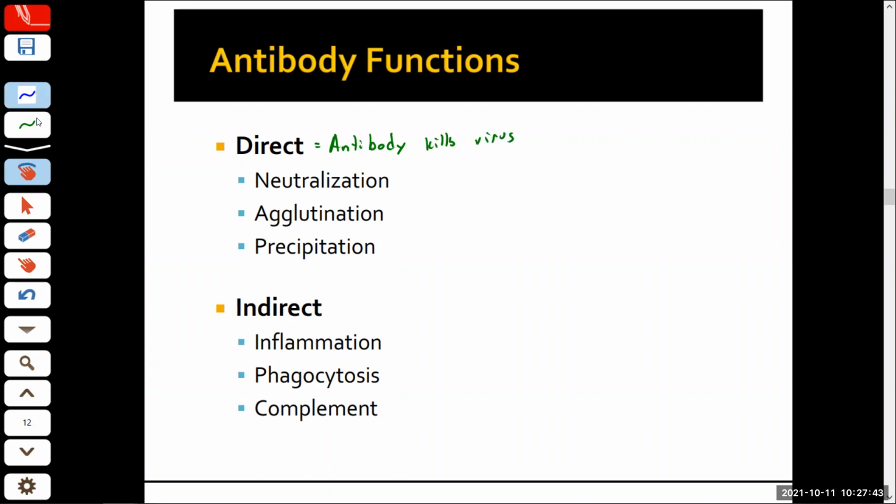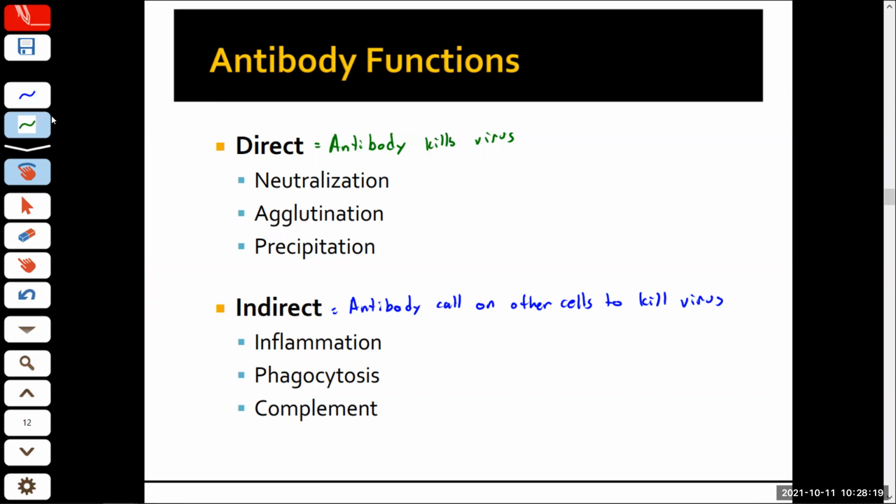However, if I am indirectly responsible for somebody's murder, what does that mean? Like I paid the hitman or I got my friends together, right? So the indirect means the antibody calls on its friends, in this case other cells, to kill the virus. So direct, antibodies going after it. Indirect, antibodies calling on its friends.